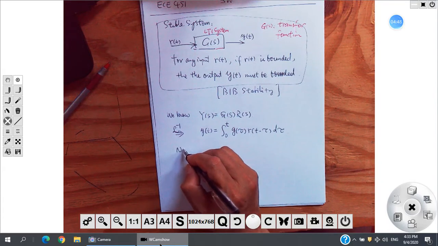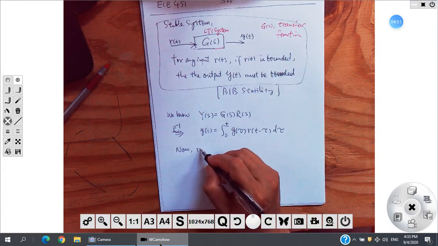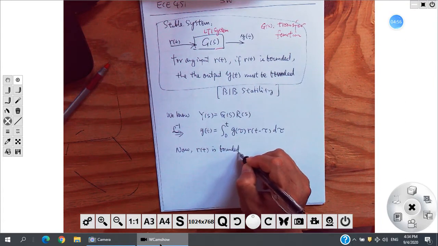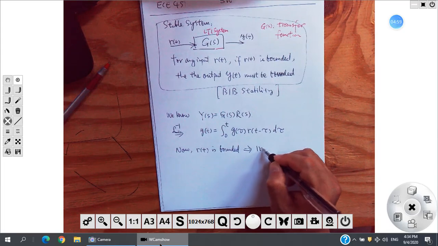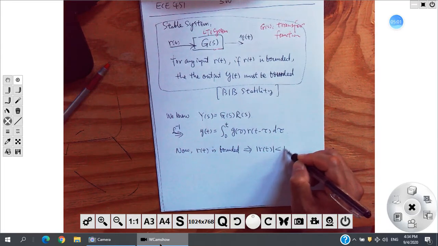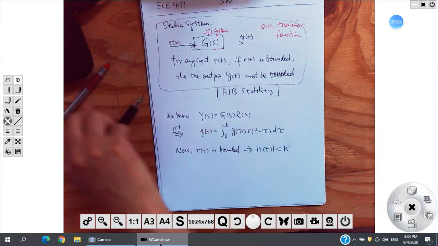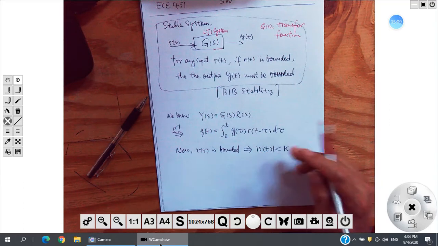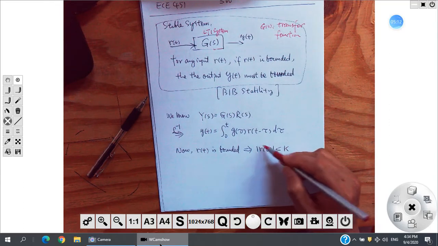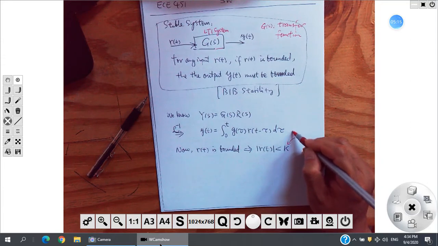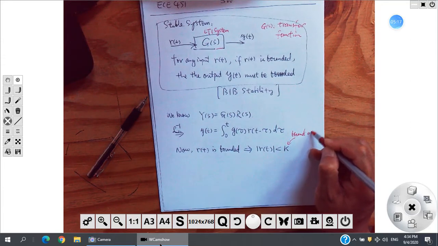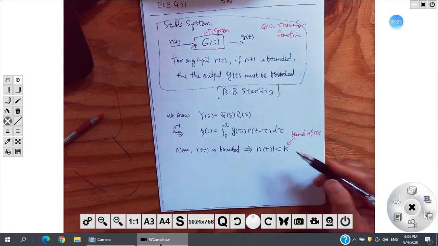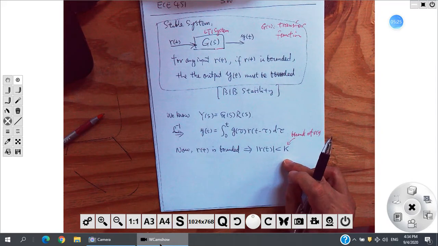Now r of t is bounded. That means the absolute value of r of t is smaller than k for some constant. This k must be a constant. We call it bounded, right? What is bounded? For any t, you have a bound k. K is a bound of r of t, right? It's a constant. We don't know what it is, but there must be some number, right?